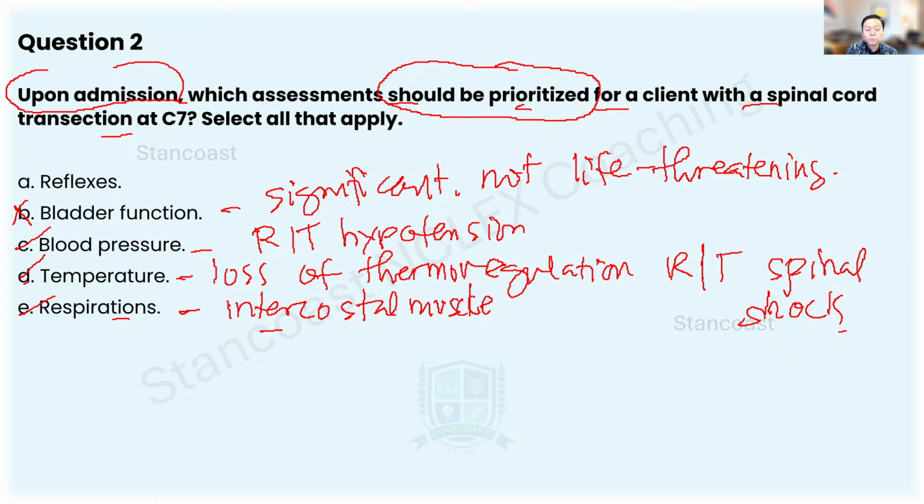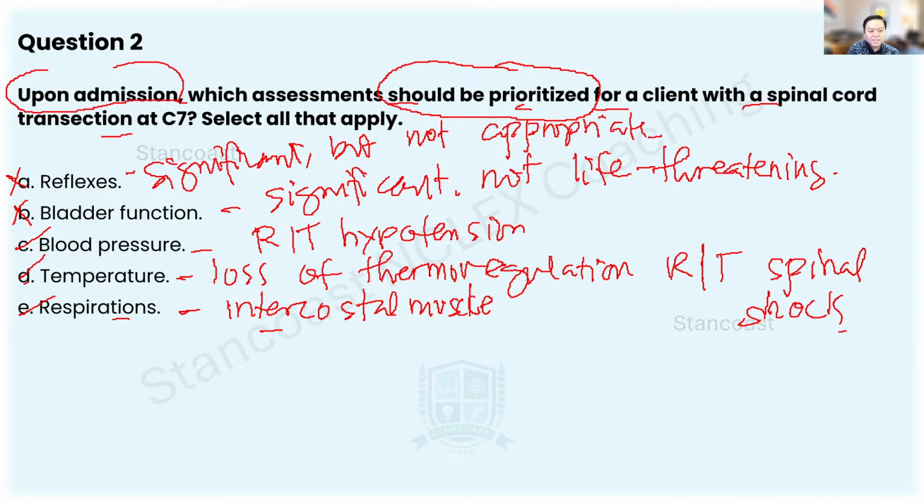What about reflexes? Are we supposed to be doing that, especially during the acute phase, like immediately as a priority? Do you think that would be part? Same thing as with letter B, this is also going to be a significant assessment, but not a priority upon the immediate phase. Significant, but not priority. Okay.